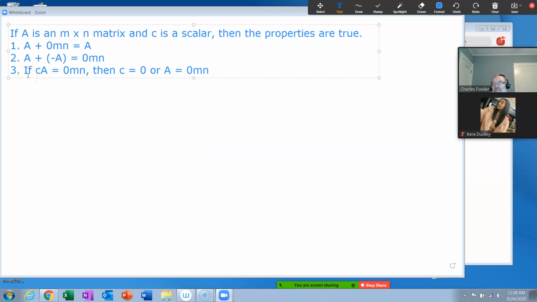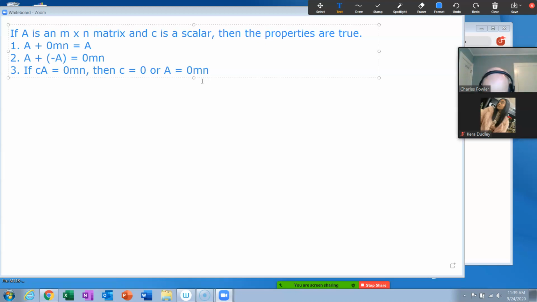Now this is the one that would be closest to what we call the zero product principle. If some scalar C is multiplied by some matrix A and you wind up getting the m by n 0 matrix, then guess what, folks? Either that C was 0 or that A was a 0 m by n matrix to begin with. No choice about it. One of those has to be true. Okay? Kind of our zero product principle for matrices.